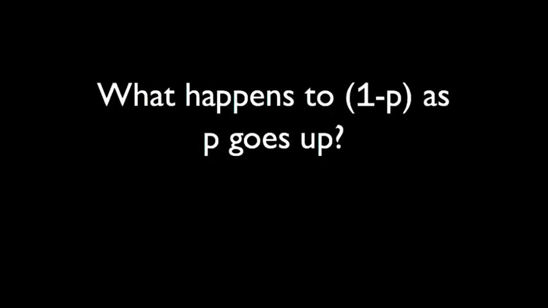What does a high P mean? Answer, it means that a person has a high probability of getting sick. In other words, there's a high probability their income will be IS. There's also a high probability that their utility will be the lower level, UIS. Question 2, what happens to 1 minus P as P goes up? Answer, it goes down. Because, again, P and 1 minus P are inversely related. As one goes up, the other goes down, and vice versa.